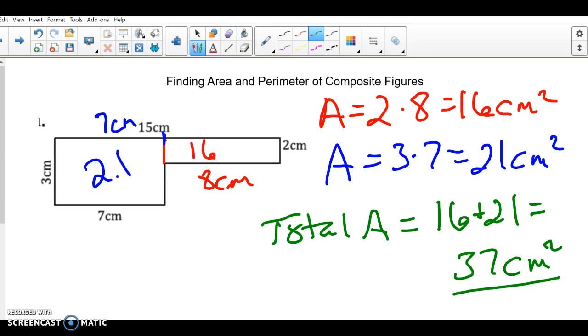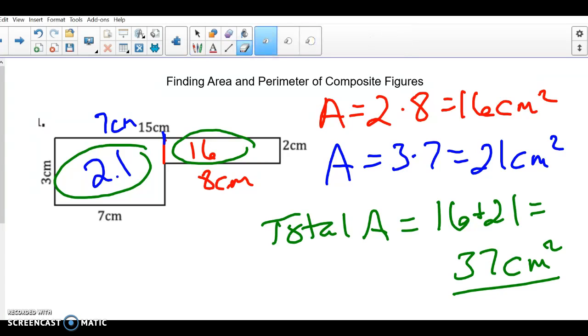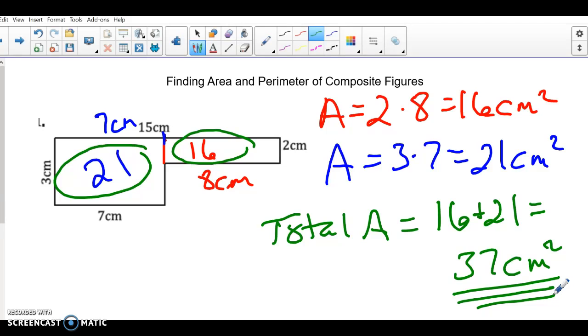So you should have divided this one into 2 rectangles. The first smaller, skinnier rectangle here ends up with an area of 16 centimeters squared, and the larger one ends up with an area of 21 centimeters squared. Please ignore my decimal point. That should be 21 centimeters squared. And then we combine them for a total of 37 centimeters squared.